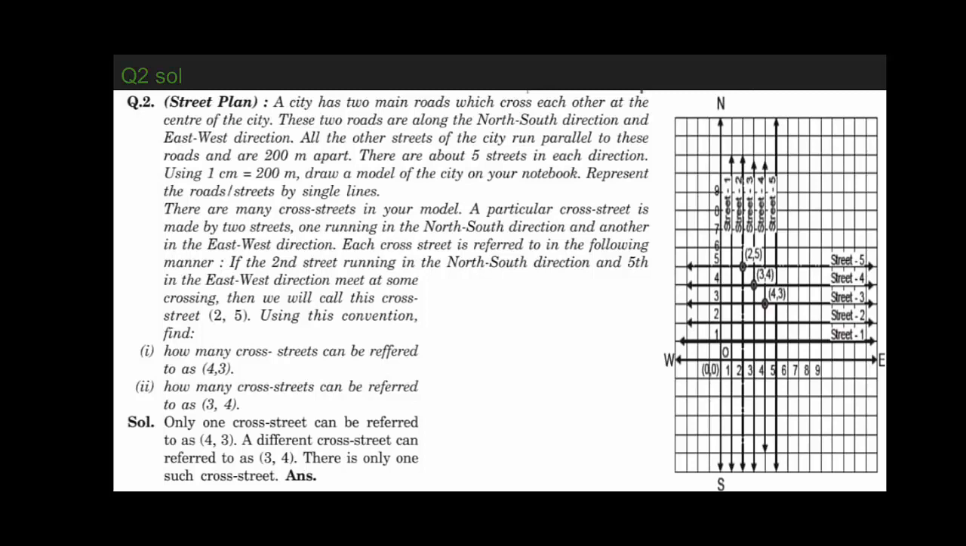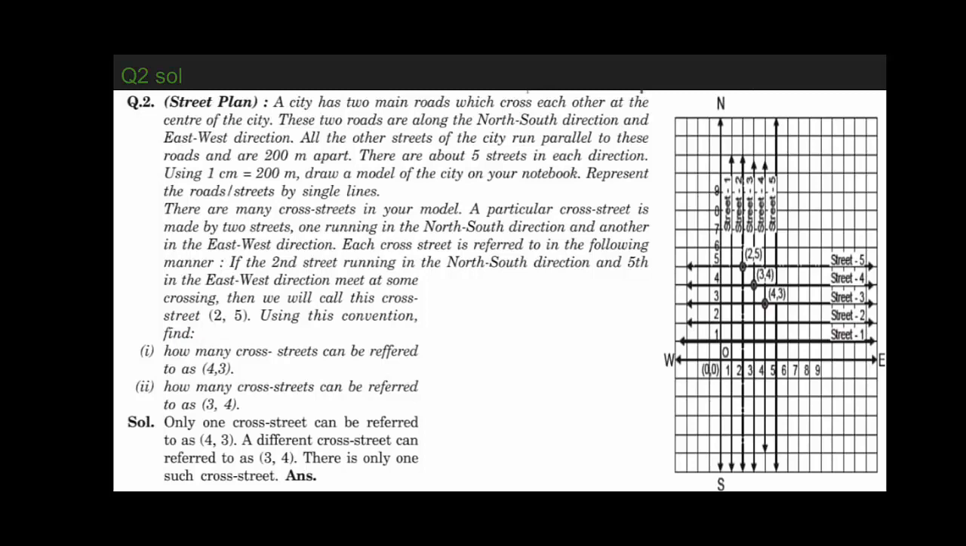Now if you look at the diagram, the second street which is running in the north-south direction, this street, and the street number 5 which is running in the east-west direction, this street, they are meeting at some point. Second street and street number 5, they are meeting at one point which is 2 and 5. And this point will be termed as the cross street.